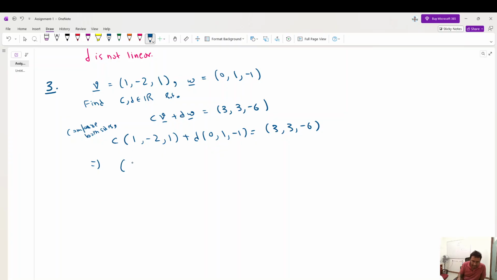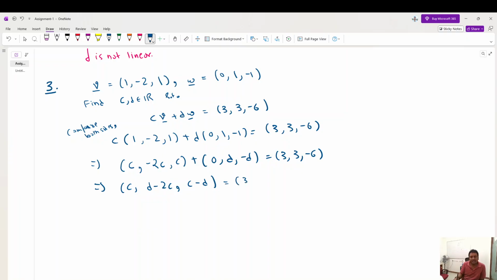So first it will be multiply, meaning C for the first component, then add it to the first component, which is 0. Then minus 2C. Okay, let me do it step by step. Plus 0 D, minus D. This is equal to (3, 3, -6). So now you add it: C, D minus 2C, comma C minus D, is equal to (3, 3, -6).